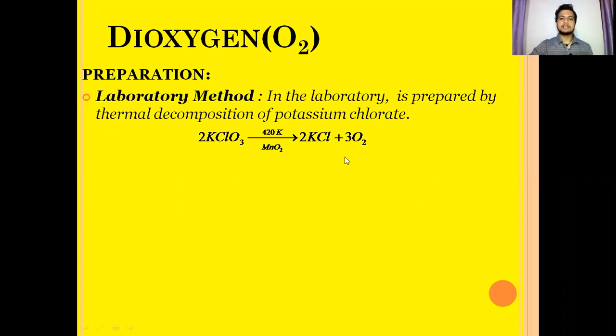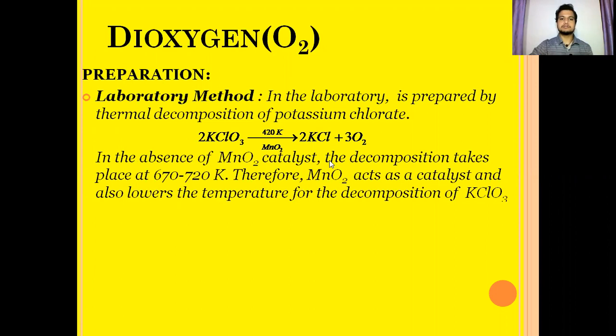And remember that this reaction requires the presence of MnO2 because the decomposition temperature of potassium chlorate is quite high. It is nearly 672 to 720 Kelvin. So in the presence of MnO2, it lowers the temperature for the decomposition of KClO3. It takes place at nearly 420 Kelvin instead of 672 to 720 Kelvin. That's why the reaction is carried out in the presence of MnO2.